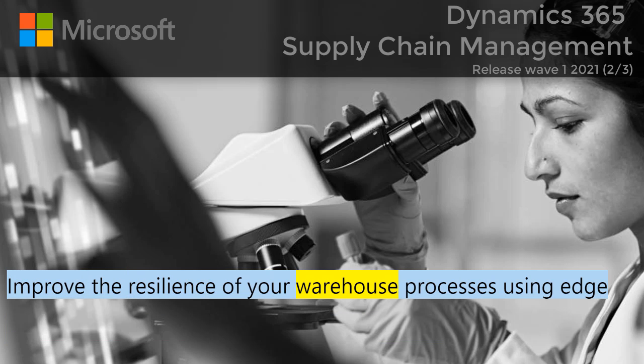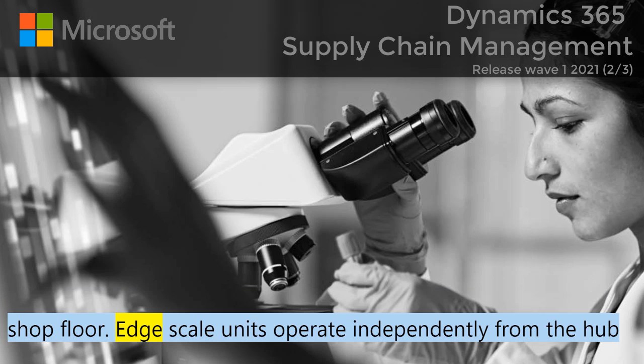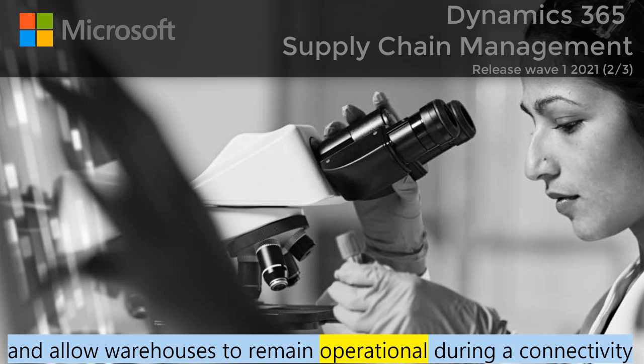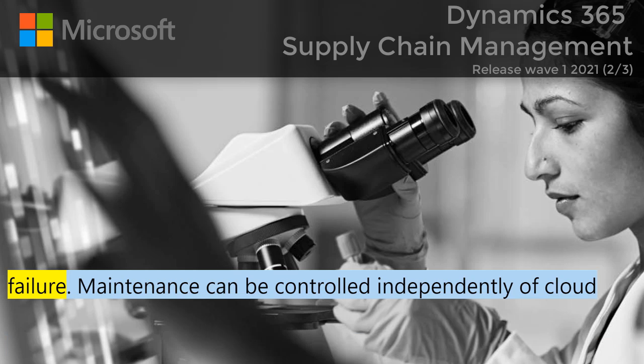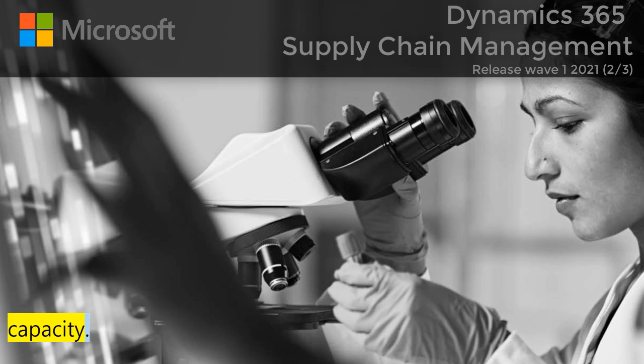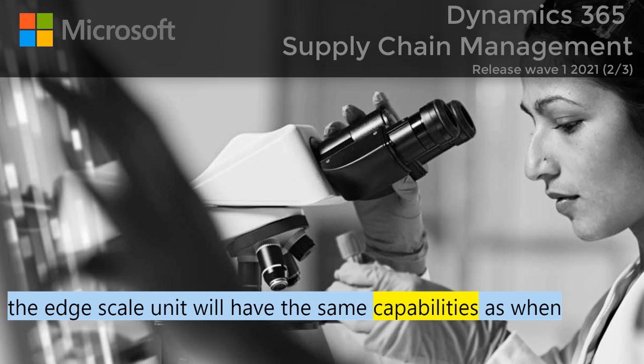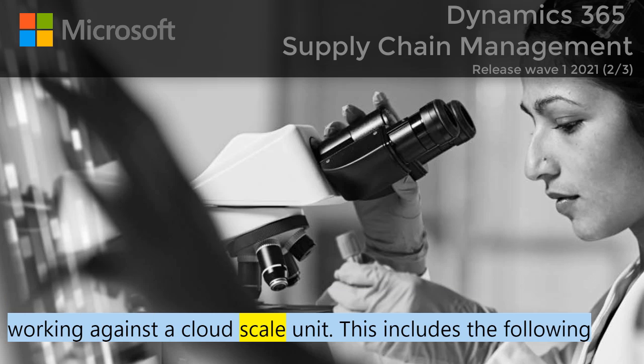Improve the resilience of your warehouse processes using edge scale units running on physical appliances located on your own shop floor. Edge scale units operate independently from the hub and allow warehouses to remain operational during a connectivity failure. Maintenance can be controlled independently of cloud instances, while providing scale using a dedicated processing capacity. Workers using computers and handheld devices connected to the edge scale unit will have the same capabilities as when working against a cloud scale unit. This includes the following scenarios.